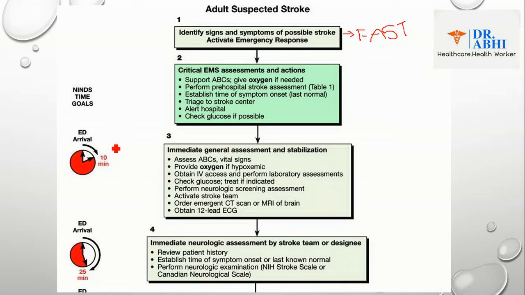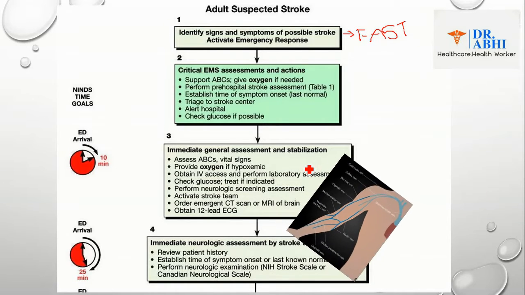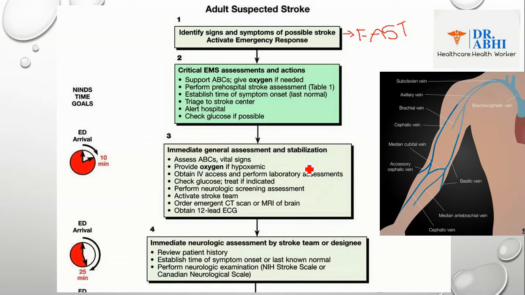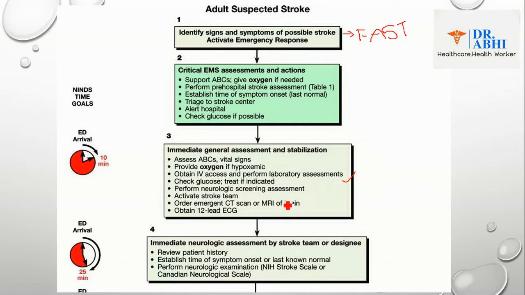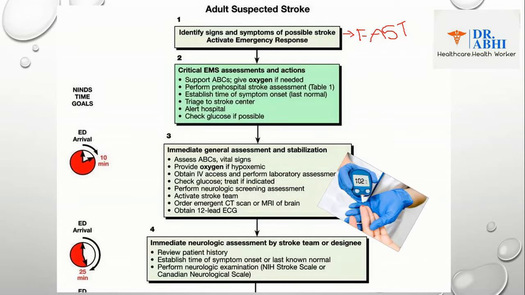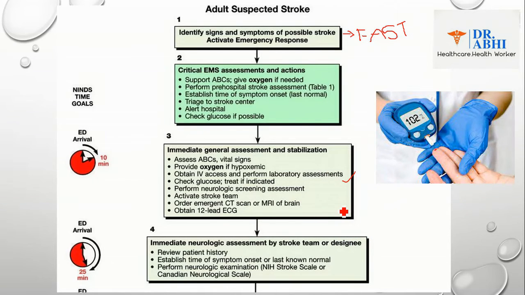On arrival to the emergency department, there are a few things that we have to complete within 10 minutes of the arrival. We have to assess the airway, breathing and circulation, and all the vital signs. We have to provide oxygen if the patient is hypoxemic. We have to obtain IV access and perform laboratory assessment. My recommendation for the stroke patient is to open two large bore cannulas in the cubital vein. We have to check the blood glucose, treat if indicated, and perform a neurological screening assessment.